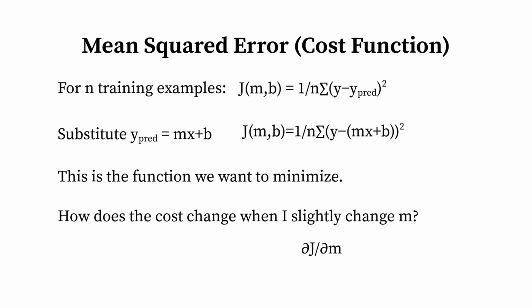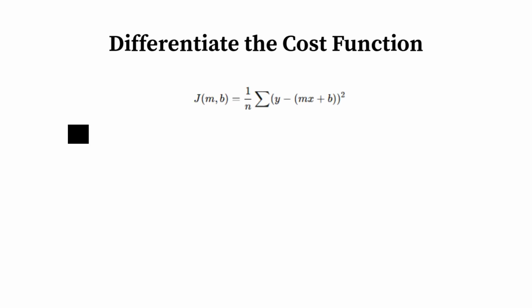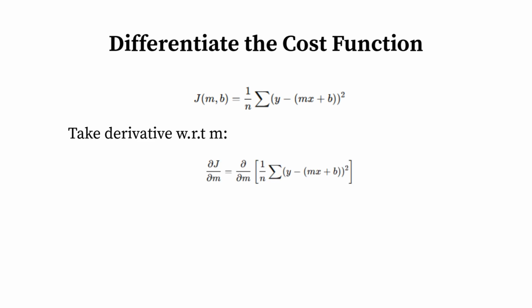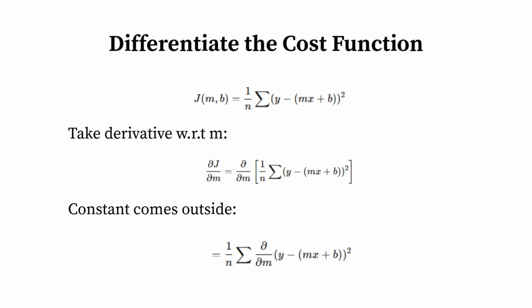Now here we will calculate the derivative with respect to m. So it's nothing but dJ upon dm of the cost function. The derivatives tell us the direction in which the slope should move to reduce the error. Here we apply the derivative. To apply the derivative, we take the constant outside the square bracket. So 1 upon n is outside the square bracket, and then for the remaining part we apply the derivatives.